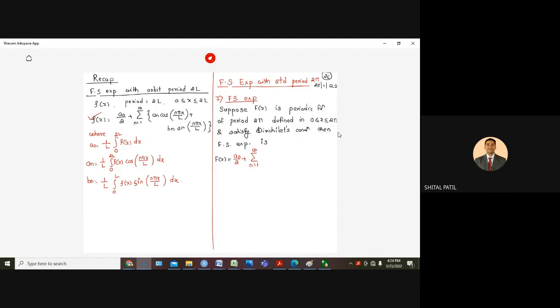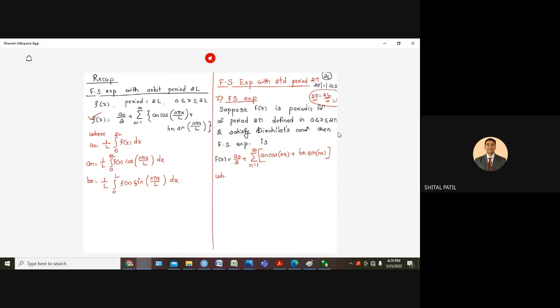There you substitute L equal to pi. 2 pi equal to 2L. Arbitrary period is 2L and standard period is 2 pi. That is L equal to pi. Okay, consider this. Use L equal to pi. Therefore, in a n cos of nx, pi will cancel, plus b n sine of nx.